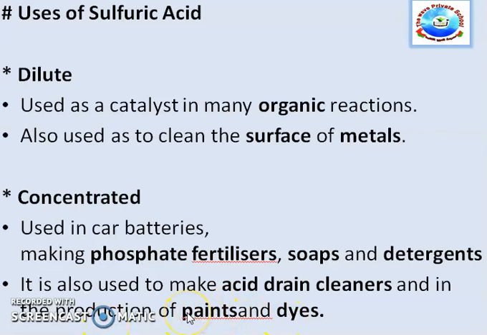So the paint which is on the wall, in that also concentrated sulfuric acid is used. So got the point student? How sulfuric acid is manufactured, what are the properties, and what is the effect of dilute and concentrated sulfuric acid in combination with sugar. Okay, let's see some questions and answers.